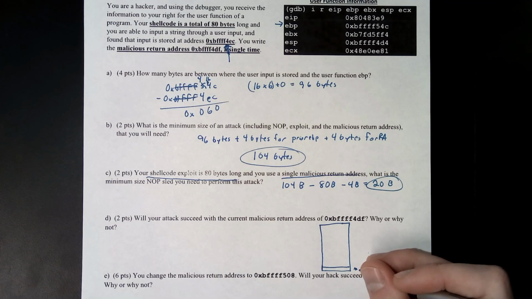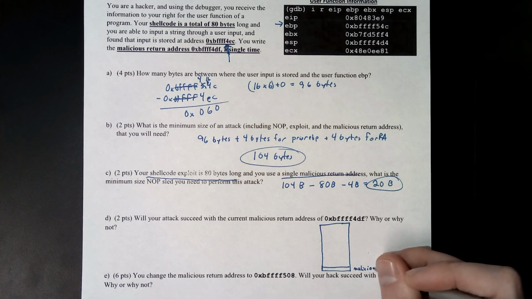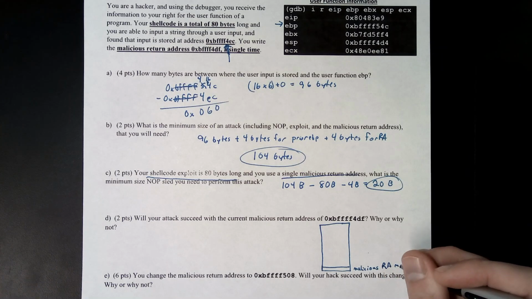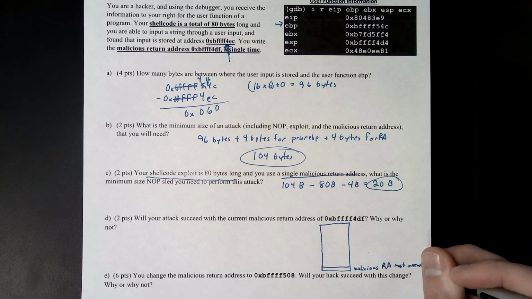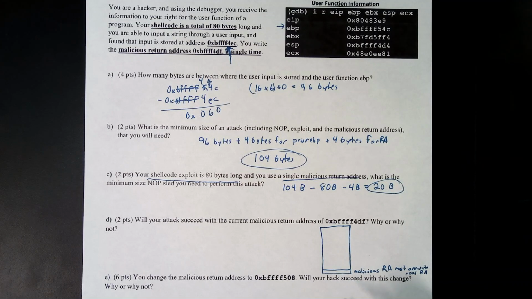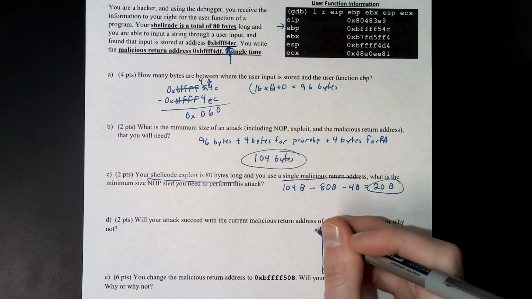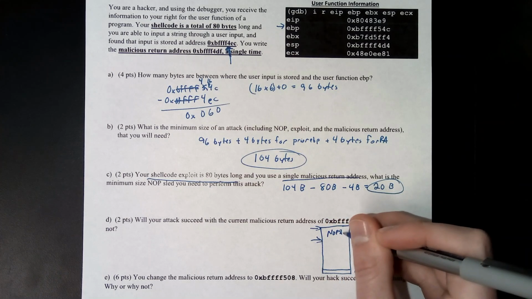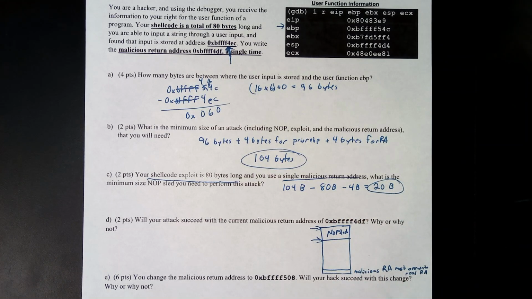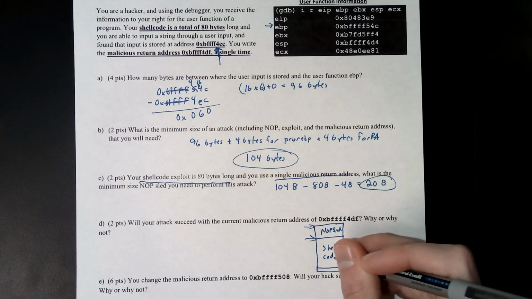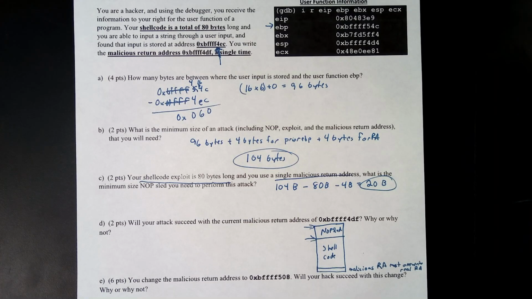That's one of our constraints on this. So the malicious return address must overwrite the real return address. Otherwise, this attack's not going to work. So we did that. Check. Now it's going to go back up, and we need to land somewhere in the NOP sled for this attack to work. Or at very worst, we need to land at the very beginning of the shellcode, right? So we need to know what those addresses look like.